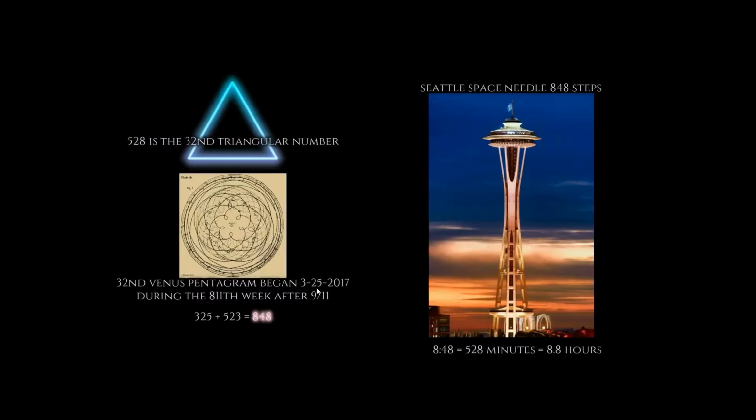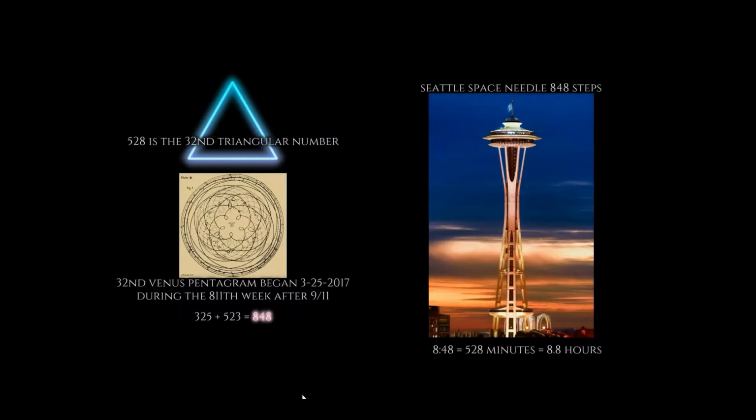So we started our 32nd full pentagram on March 25th, 2017. If we take this 325 date and add the mirror or reflection, it is 523, and 325 plus 523 is 848. The time of 528 minutes is 8.8 hours. And as I've shown before, there are 848 steps in the Seattle Space Needle. But this 528 is very important.